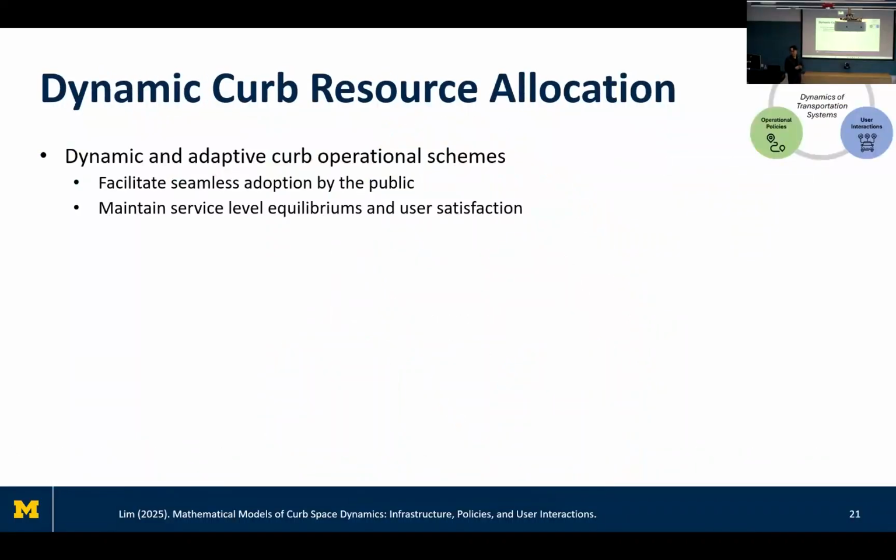So let's begin. I'm going to first talk about the first component, which is about dynamic curb space allocation, and basically a dynamic policy being imposed on the curb. So we want to have dynamic and adaptive curb space operational schemes, so we can facilitate seamless adoption and maintain service levels and user satisfaction.